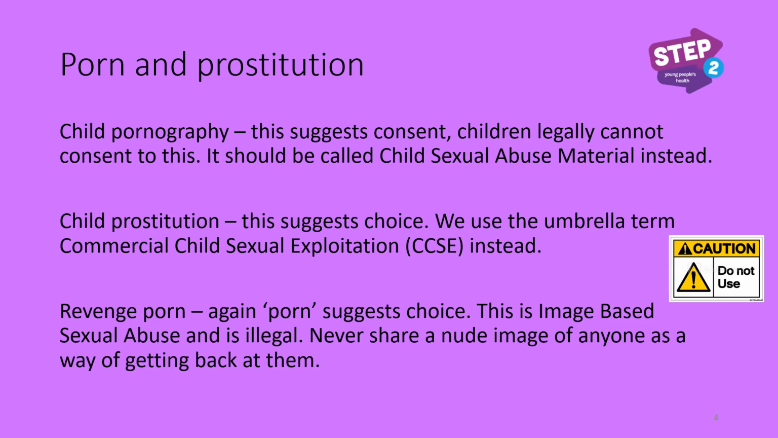Child prostitution, again, this term is no longer considered to be acceptable. It implies that the child has a choice, whereas they don't. We use an umbrella term, commercial child sexual exploitation, because that's more appropriate. It can cover lots of different things, such as child prostitution, trafficking, forced marriage, child sex tourism, and child sexual abuse materials. We don't expect you to have a full understanding of all these terms, we just want you to be aware of them, just in case you need to report something. These things are all classed as commercial child sexual exploitation because somebody is making a profit from it, usually not the person that is involved in it.